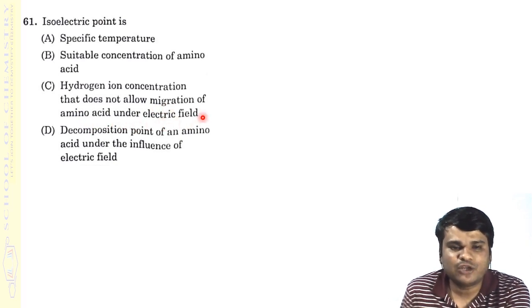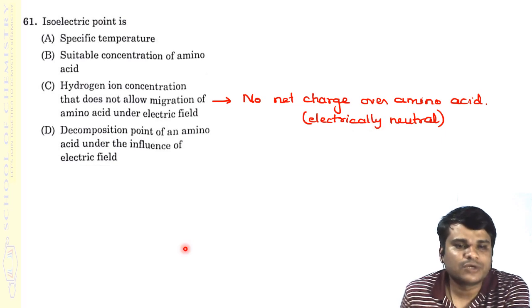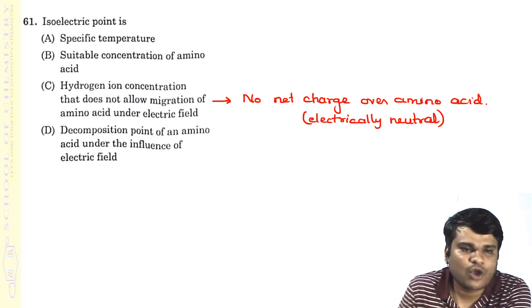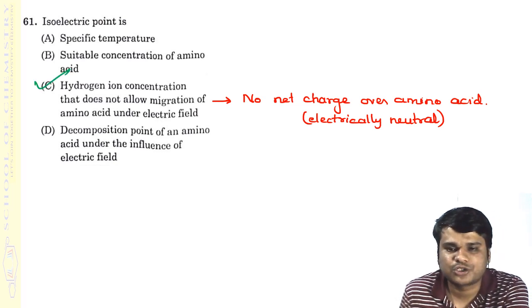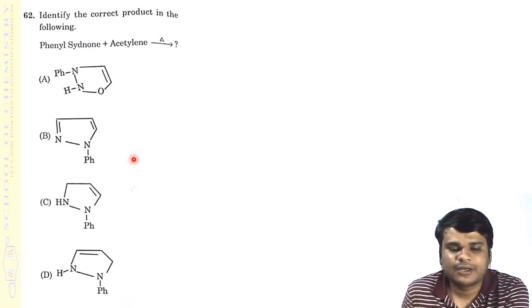So at that particular pH, it is expected that the amino acid will be in neutral form, so no net charge will be present on the amino acid. It is electrically neutral, so the neutral species will move neither towards the cathode nor towards the anode, and the correct answer for this is straight away option C. It was a simple question. Right, so this is a little more difficult question, and the given answer is correct.